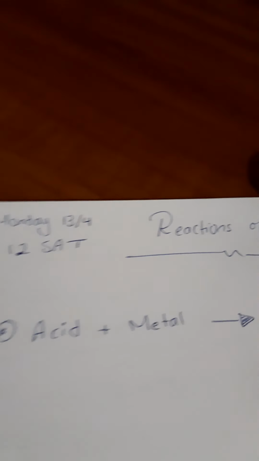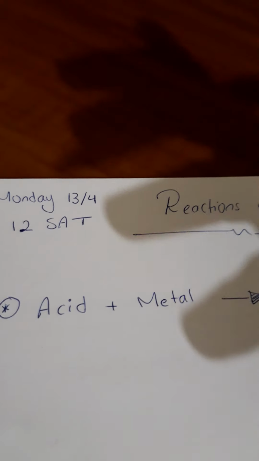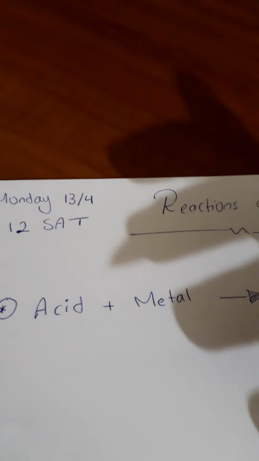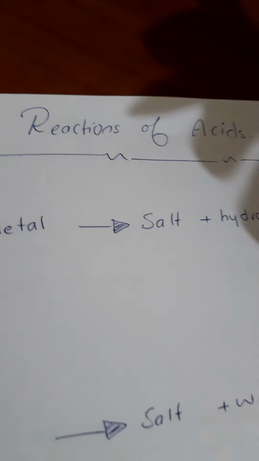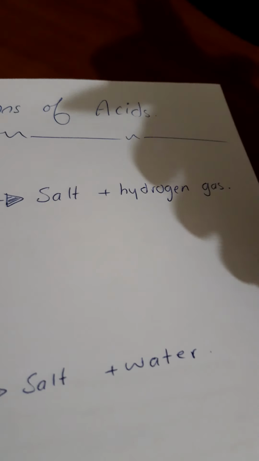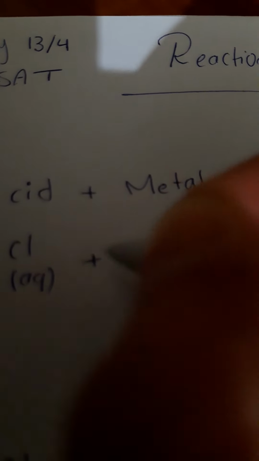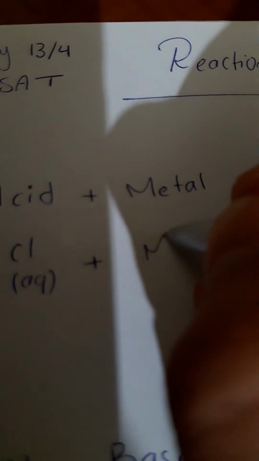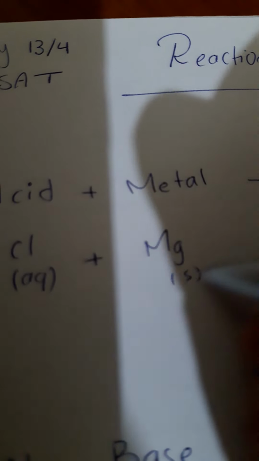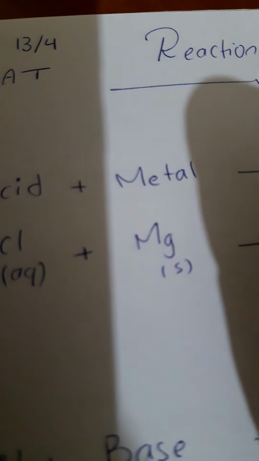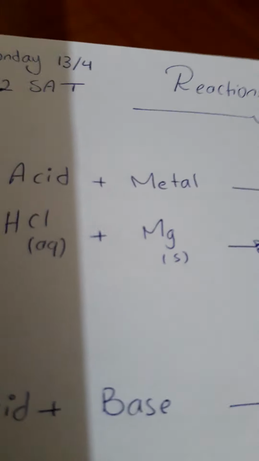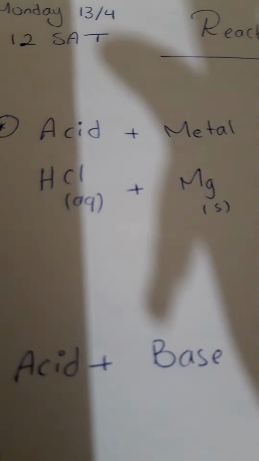The first reaction: when we have an acid and we add a metal to the acid, the products are salt and hydrogen gas. This is a redox reaction by the way. Let's see an example. Let's say we have the acid hydrochloric acid, HCl aqueous solution, and we're adding a metal, magnesium solid. So this is a single displacement reaction, a redox reaction.